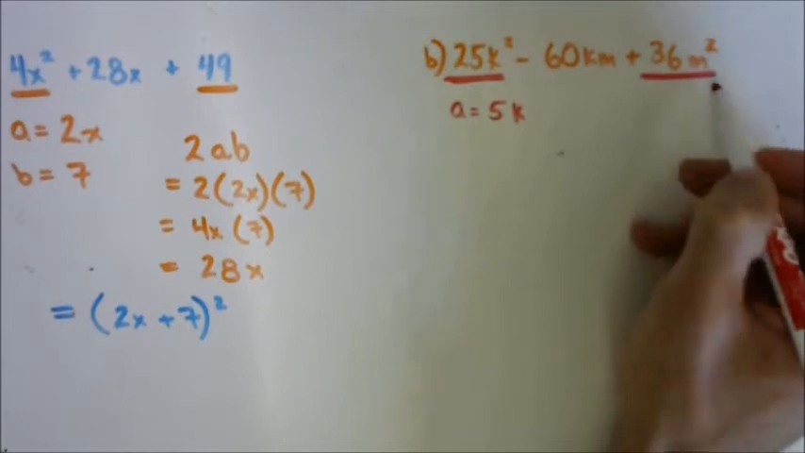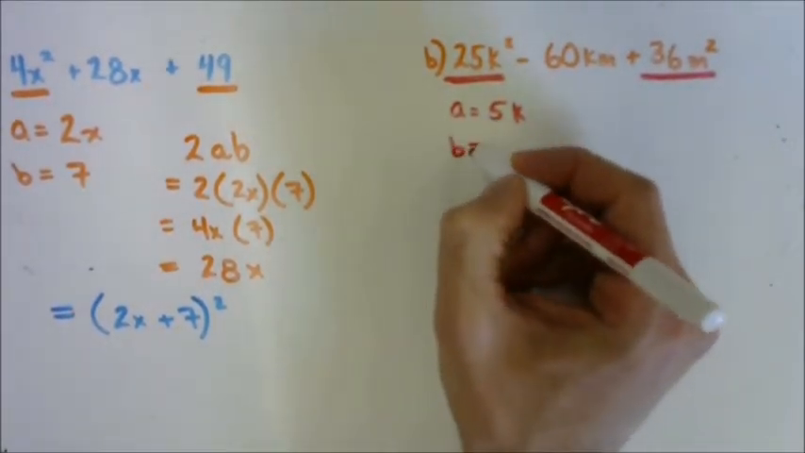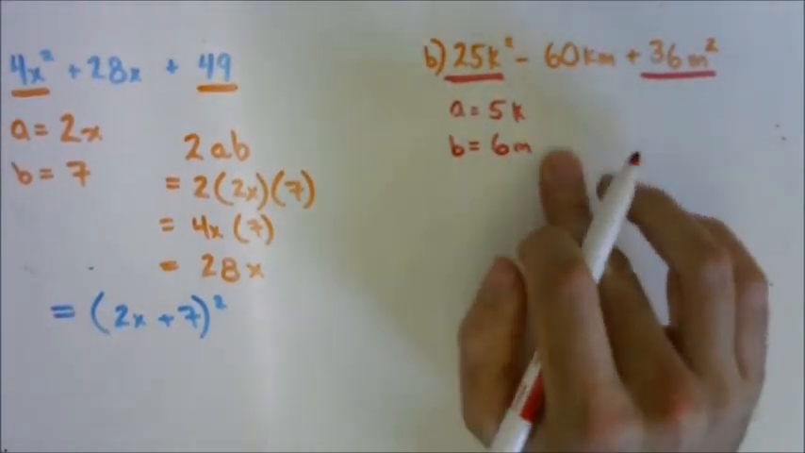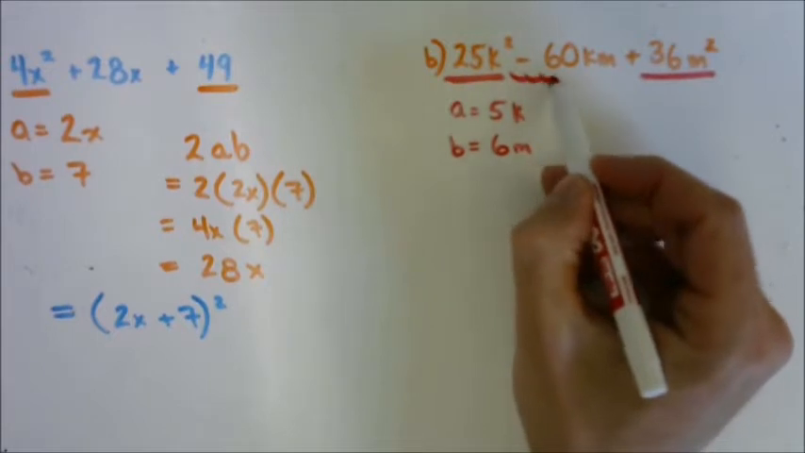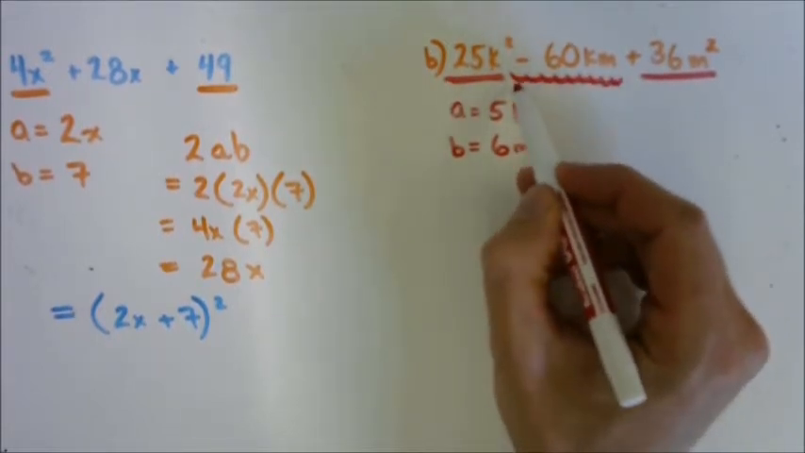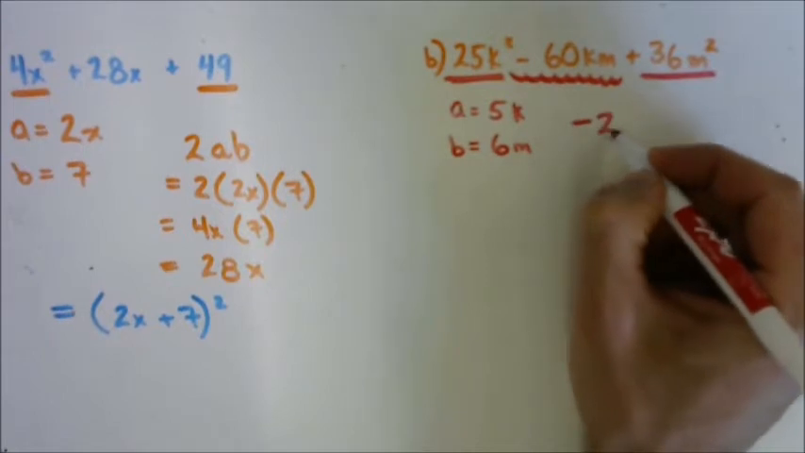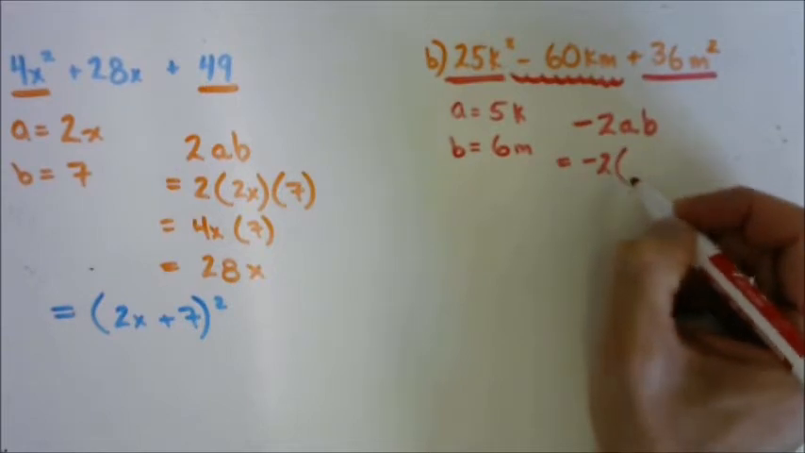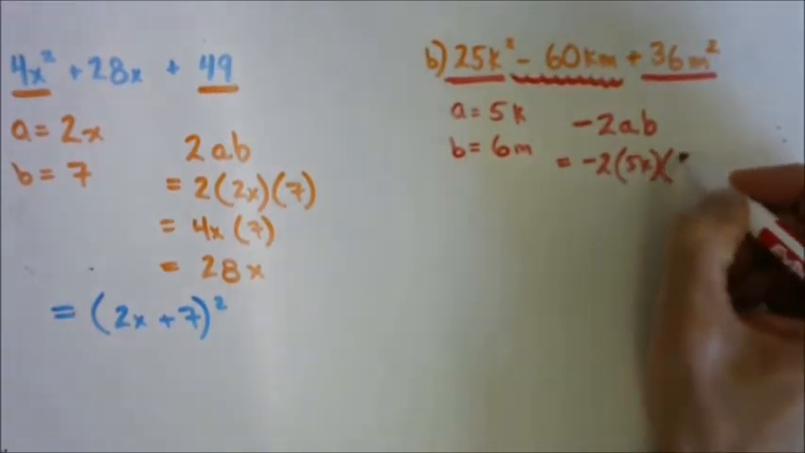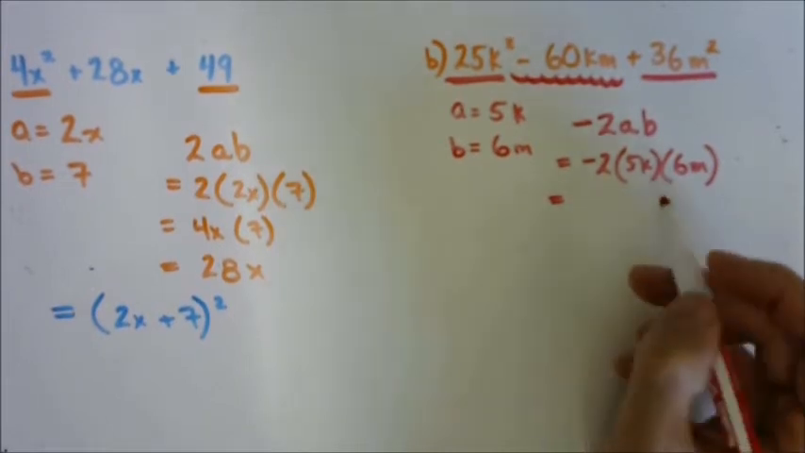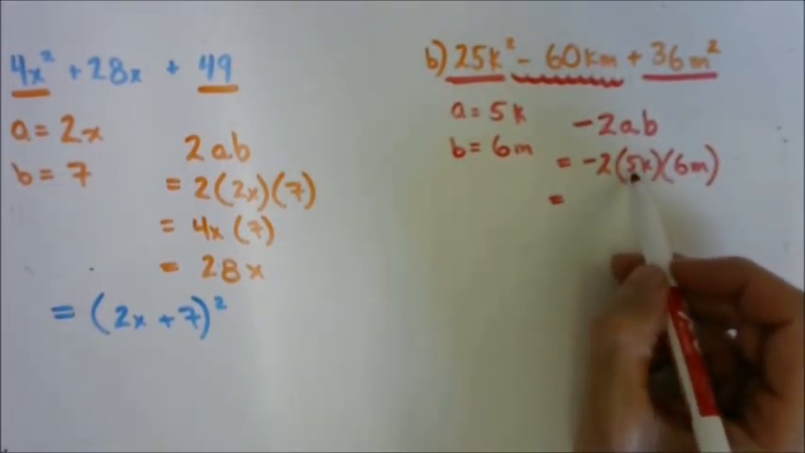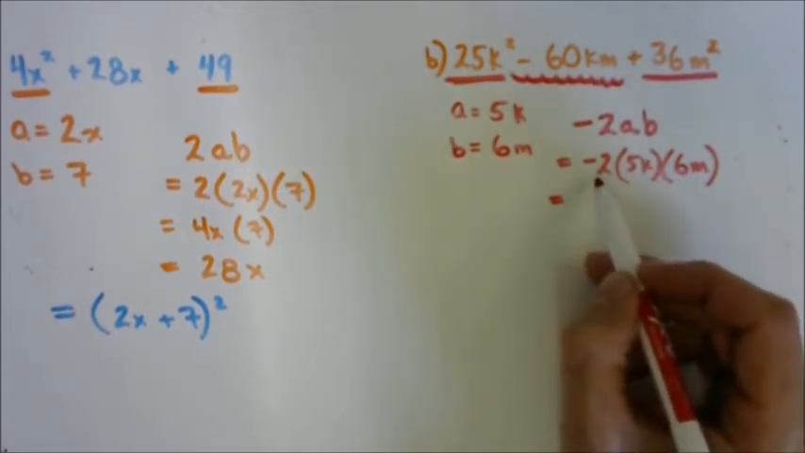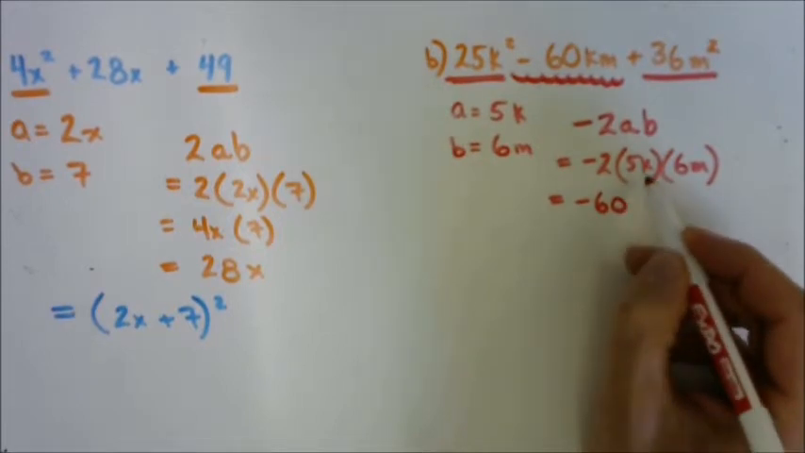Vlad, is 36m squared a square number? Yes. What's B? 6. Anything else? 6m. Good. Now we need to determine this middle term. I see a subtraction out front, so the pattern we're looking for is minus 2ab. Well, if I use our information, that means we got minus 2 times 5k times 6m. I like to do 5 and 6 together. That's 30. 30 times negative 2 is negative 60, and I've got a k and an m.